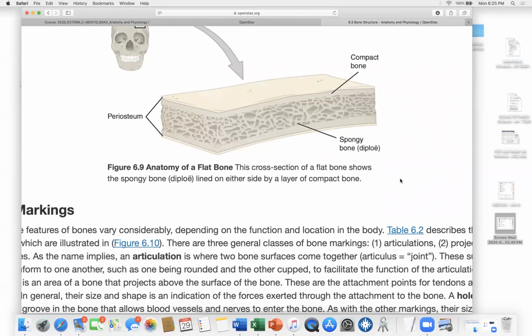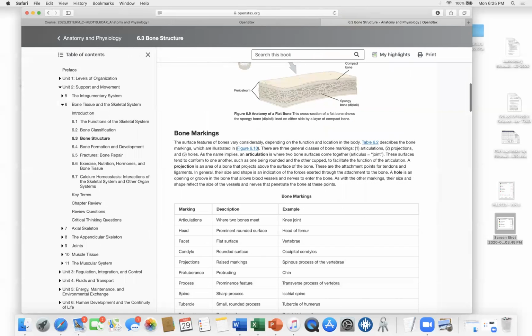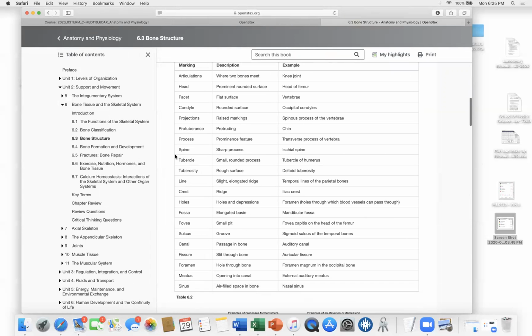Okay, let's do articulations, facets. Now, this is for future reference. And remember I said that there's markings and holes and little things on all bones. Like for example, your femur is not just your femur. It has all these little things in it, projections, protuberances. But the one thing that I mentioned was this one.